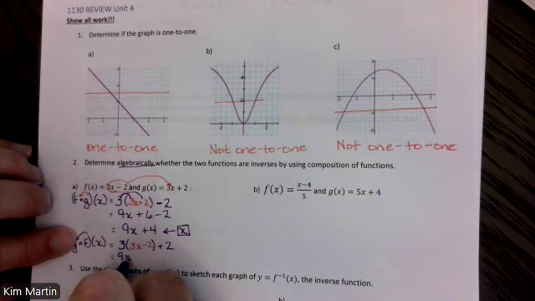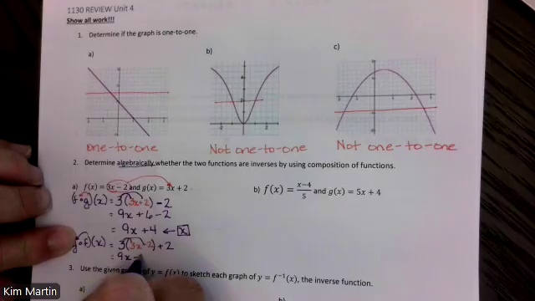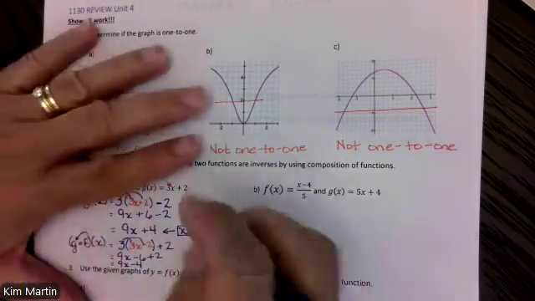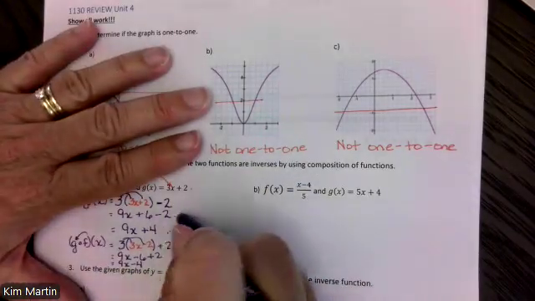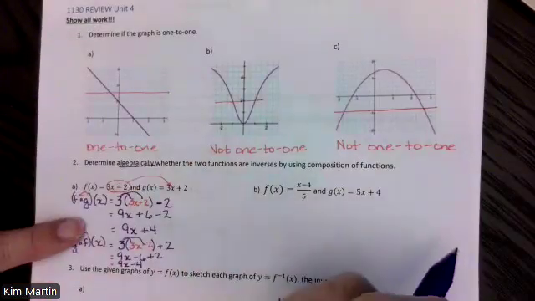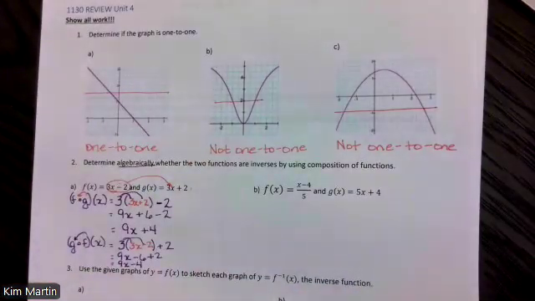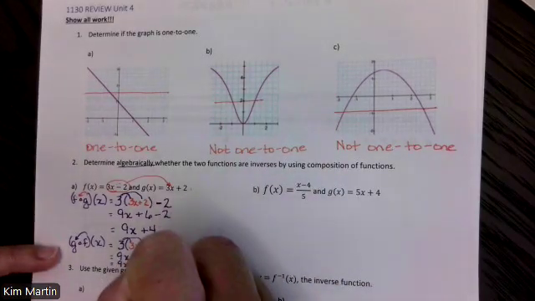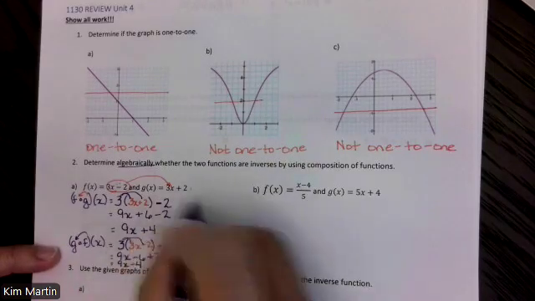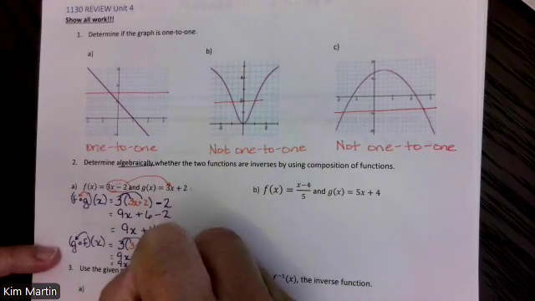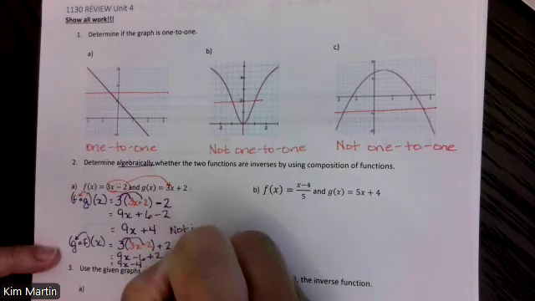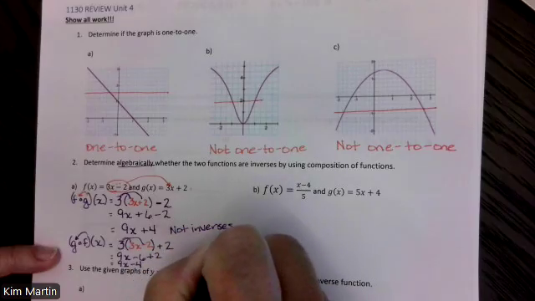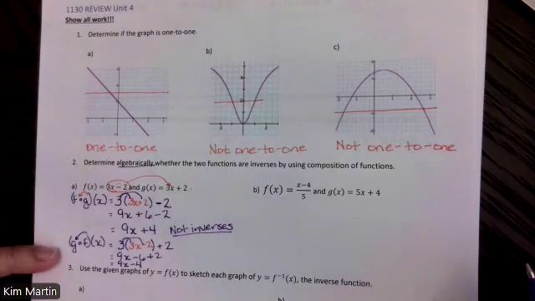When I clean it up, I get 9x minus 6 plus 2, which gives us 9x minus 4. See, this one did not end up with just x. You really only have to do one of them if it's not. If it does end up to be x, then you must do the other one just to make sure. So these are not inverses. And again, you only had to do one of them. You didn't have to do both because the first one didn't end up with x.